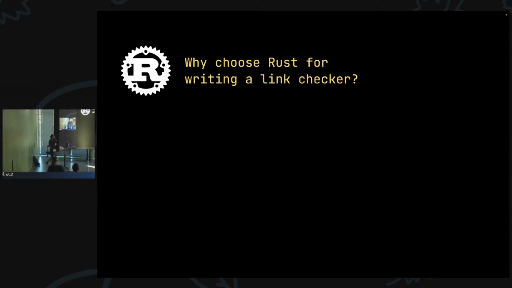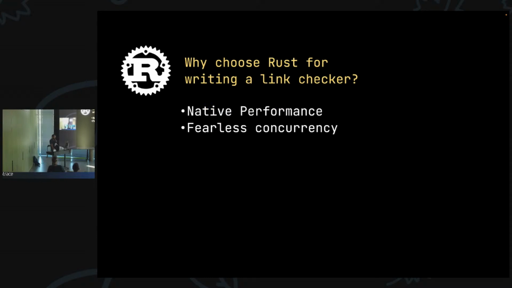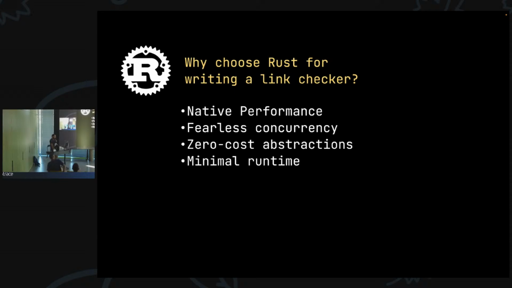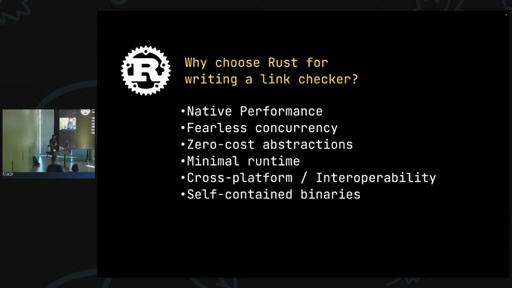Now, you might be thinking, why use Rust? Well, it turns out Rust is an amazing language for writing a link checker. It has native performance. It has fearless concurrency. So you can play around with various things running concurrently at the same time. It has zero cost abstractions. So if you do it right, you don't pay for parsing. It's all in memory. You don't allocate. You have a minimal runtime. That means you can deploy it everywhere. Again, cross-platform. And it's a self-contained binary. You put it somewhere and it just runs. But this is true for literally every single Rust project, I guess.